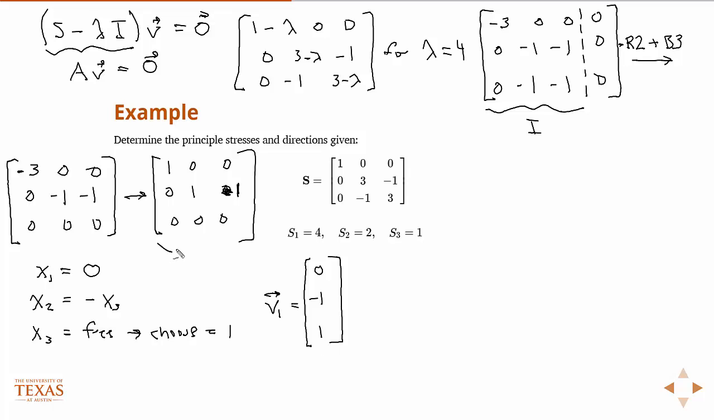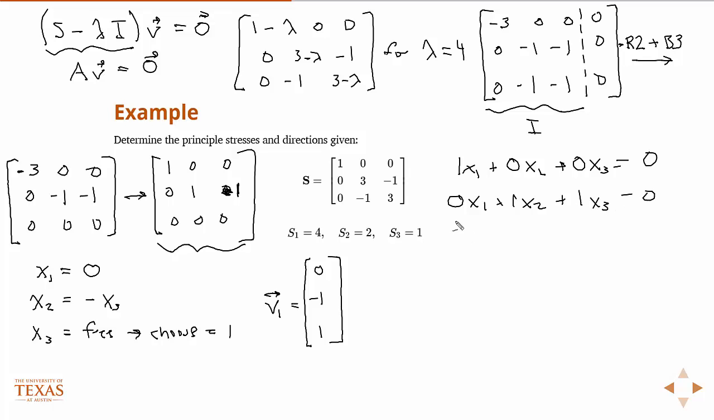Okay, let's look at this matrix. I probably skipped a step, but let's take a look at that. If I write this out, remember this is AV equals 0. This is A. Let's write out the equations: 1x1 plus 0x2 plus 0x3 equals 0. 0x1 plus 1x2 plus 1x3 equals 0. And the last row is all zeros. You understand? So now you just read off the answer. So it's just x1 equal to 0, and then x2 plus x3 equals 0, which is the same thing as x2 equals minus x3. And x3 can be anything.